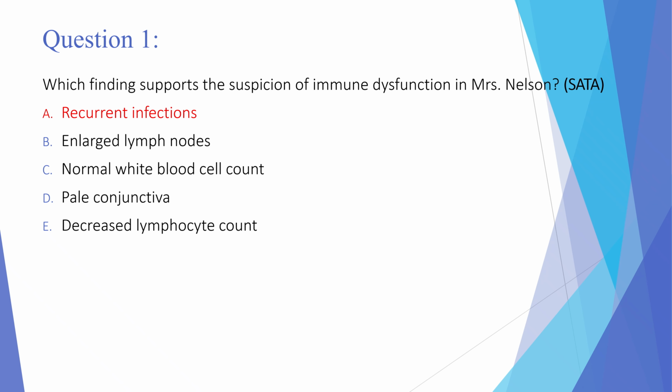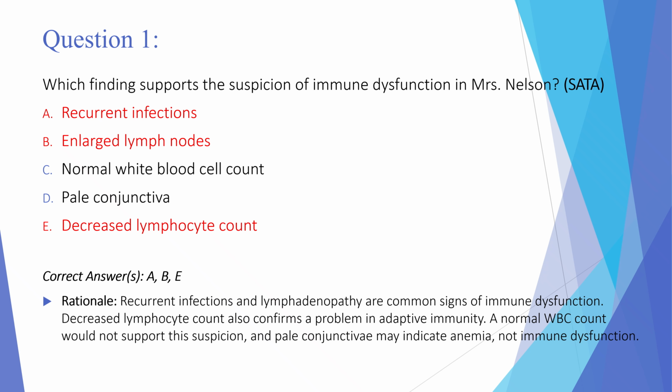Recurrent infection, because it starts again, and enlarged lymph nodes are typical for infection and typical for this type of chapter, and decreased lymphocyte count. So we know that these are common signs of immune dysfunction. Decreased leukocyte count also confirms a problem in adaptive immunity.